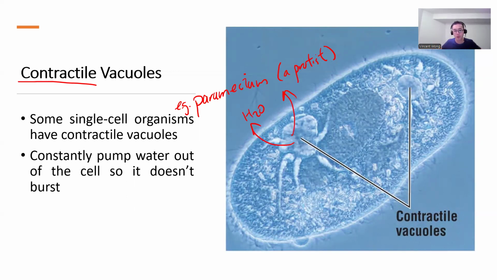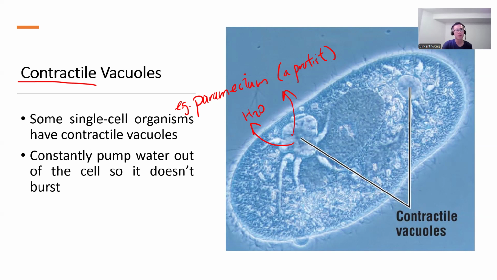Otherwise, it is going to die. So we don't have contractile vacuoles. We, as in animals, and plants did not have them either. It's a special feature for some protists.